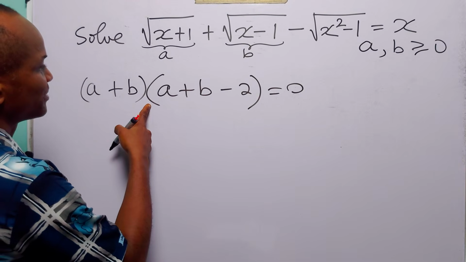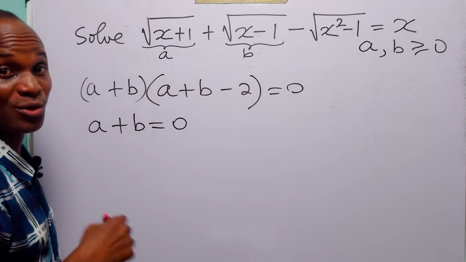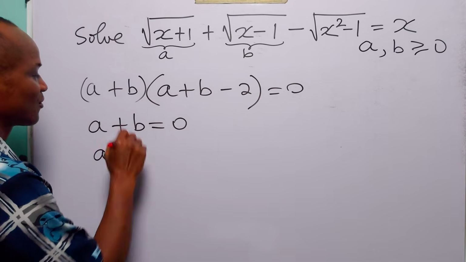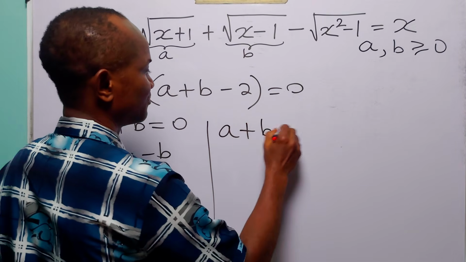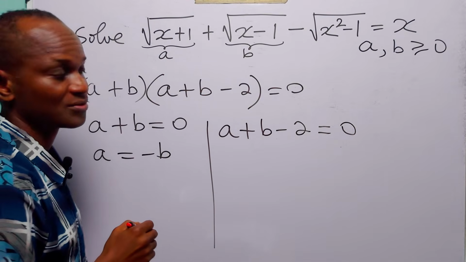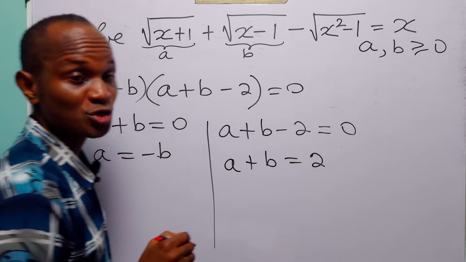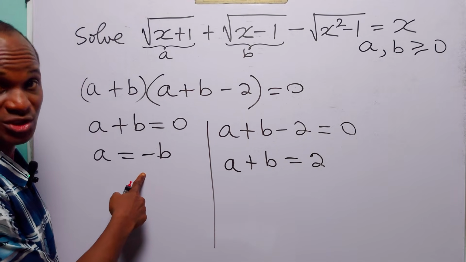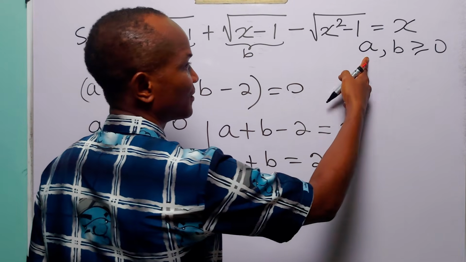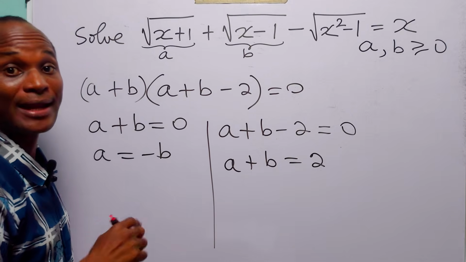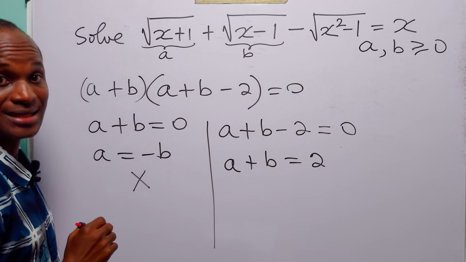And of course, from this equation, we have that either a plus b is equal to 0, from where a is equal to minus b, or a plus b minus 2 is equal to 0, from where a plus b is equal to 2. Now let us look at this first condition, and let us remember that for this equation to be defined, both a and b must be greater than or equal to 0. Now this means that this condition is unacceptable.